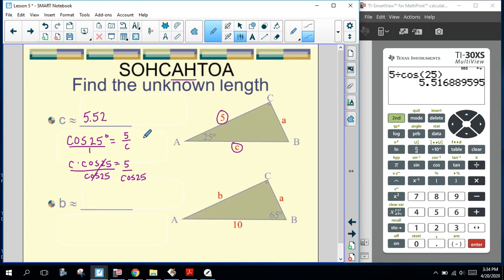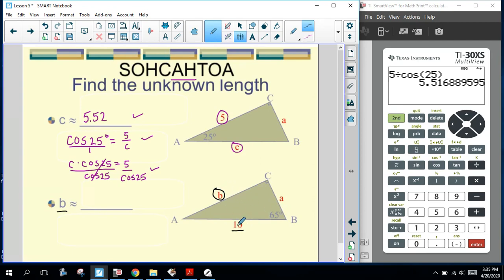Now remember, as you do these, I want the 3 steps. I want your equation, what you're plugging in a calculator, and then your answer at the end. All right, let's take a look at our next one. In the next example here, the reference angle they're giving me is 65 degrees. They're asking me to find the measure of B, or the length of B. Well, B is the opposite side. The other number I have here is 10, which is my hypotenuse.